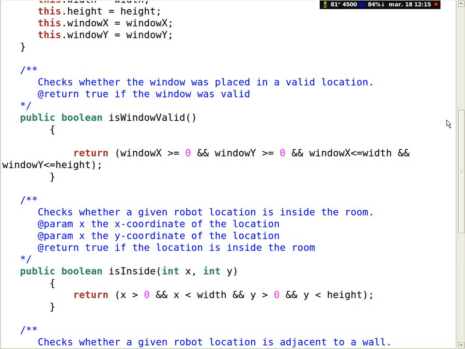Okay. I mean, you would break the window if you were on it. So adjacent means you're 1 unit away from it. I used 0.5 because, oh yeah. Good point. Because the window is like halfway in between. Yes, that's very true.